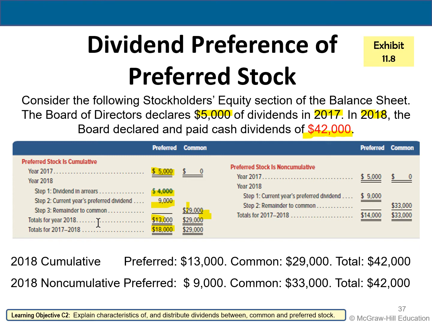Okay? If the stock is non-cumulative, the only difference is that the $4,000 in arrears doesn't get paid. So the preferred stockholders are still going to get the $5,000. They're still going to get the $9,000 that's allocated to them in 18. And the net is going to go to the common for $33,000.